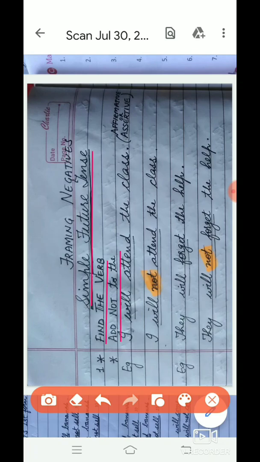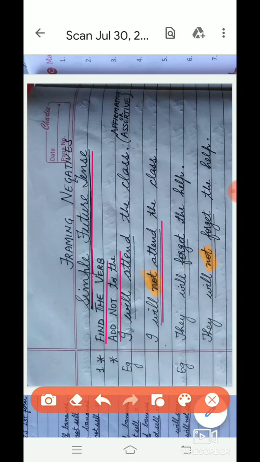Let's do the example. I will attend the class. This is an assertive sentence, an affirmative sentence, whatever way you have learnt it. It is a positive sentence also. To make it negative, I have to add not to it. So my structure will be I will not attend the class. Please remember the appropriate place for adding not in the sentence.